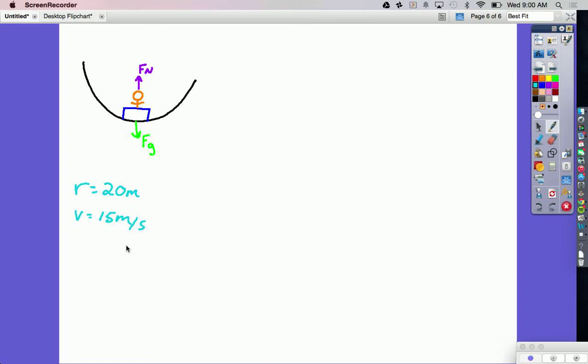Now, G-forces is just a multiple of normal gravity. So 9.8 meters per second squared is the acceleration if you're feeling 1 G-force. So now we basically need to find the acceleration that you're feeling, and then we can calculate the G-forces. So here's what we end up with.